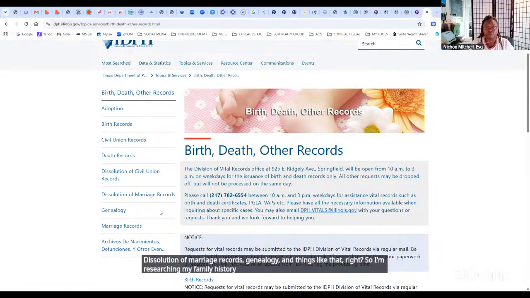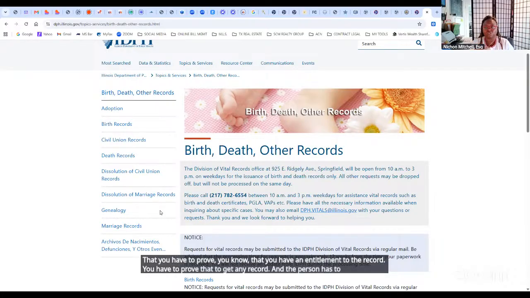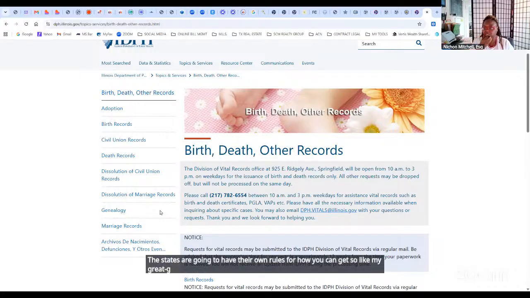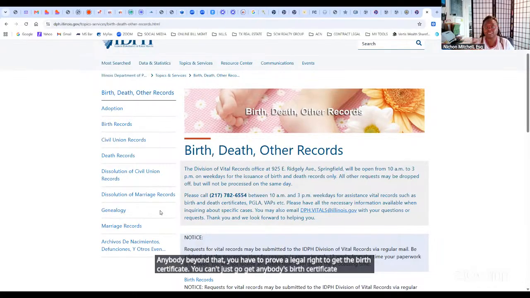A lot of times, in order to get genealogy records, you have to prove that you have an entitlement to the record. You have to prove that to get any record. And the person has to be deceased for about 20 years in a lot of cases. The states are going to have their own rules. So, like my great grandfather, of course, has been deceased a long time. I could get his birth certificate, death certificate. I can get that. But, like, right, I can get my child's birth certificate and I can get my spouse's birth certificate. Anybody beyond that, you have to prove a legal right to get the birth certificate. You can't just go getting anybody's birth certificate. You can't just go pulling those documents.